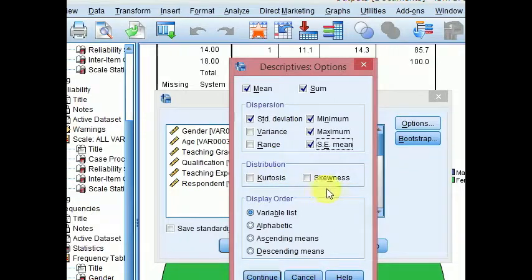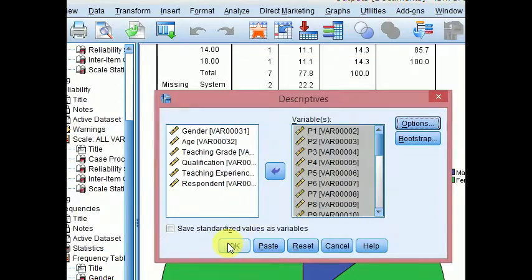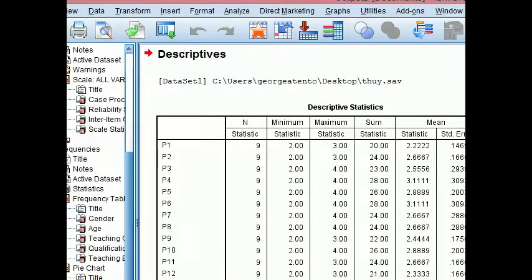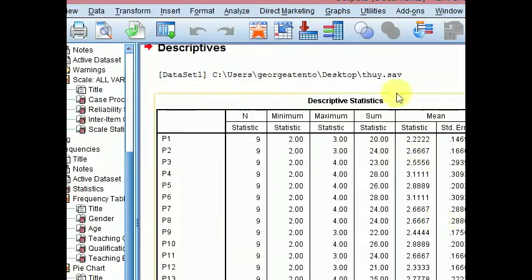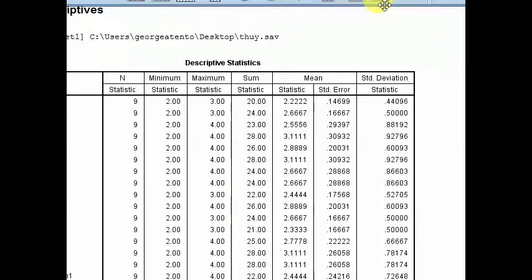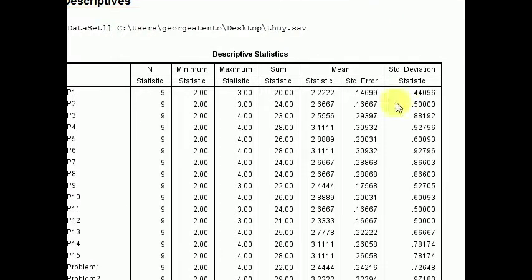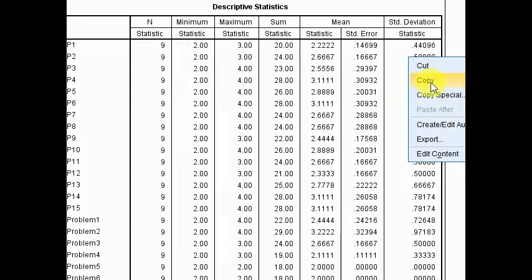Kurtosis and skewness, if you want that, just tell me. Kurtosis refers to how, well, you know that, right? Skewness is whether it's skewed to the left or skewed to the right, and kurtosis is how flat the curve is. If you press continue, you will have all this. Just pay attention to the mean and the standard deviation statistic for everything. So 2.22. All I have to do here is to just copy it or export it to Excel, and you have everything already.